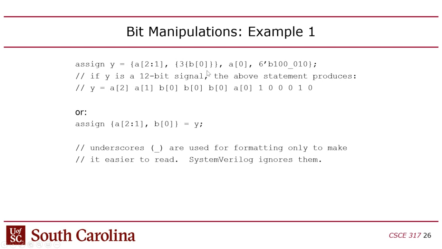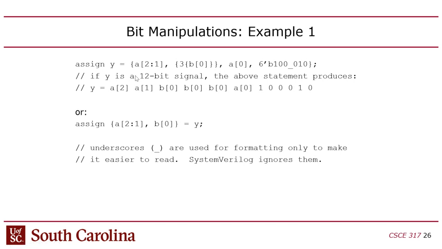So this will give you a value of Y that's going to be A bit 2, A bit 1, and then three copies, 1, 2, 3, of B bit 0, and then a copy of bit A0, and then the value 100010. So these will all just get concatenated into one value and assigned to Y. Now, hopefully, Y is wide enough to accept this value, which is 1, 2, 3, 4, 5, 6, 7, 8, 9, 10, 11, 12 bits. So hopefully Y is 12 bits.